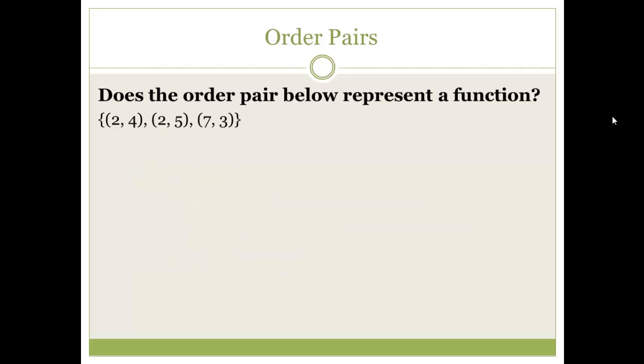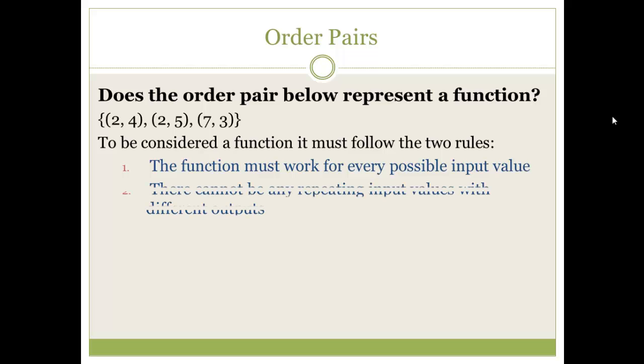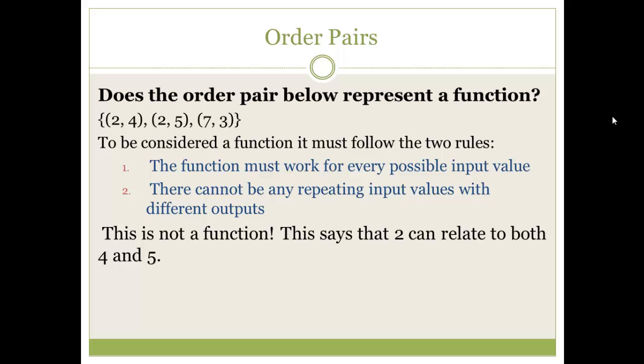Does the ordered pair below represent a function? We have 2 comma 4, 2 comma 5, and 7 comma 3. Let's review the rules of a function. The function must work for every possible input value. There cannot be any repeating input values with different outputs. This set of ordered pairs is not a function since it says that 2 can relate to both 4 and 5.